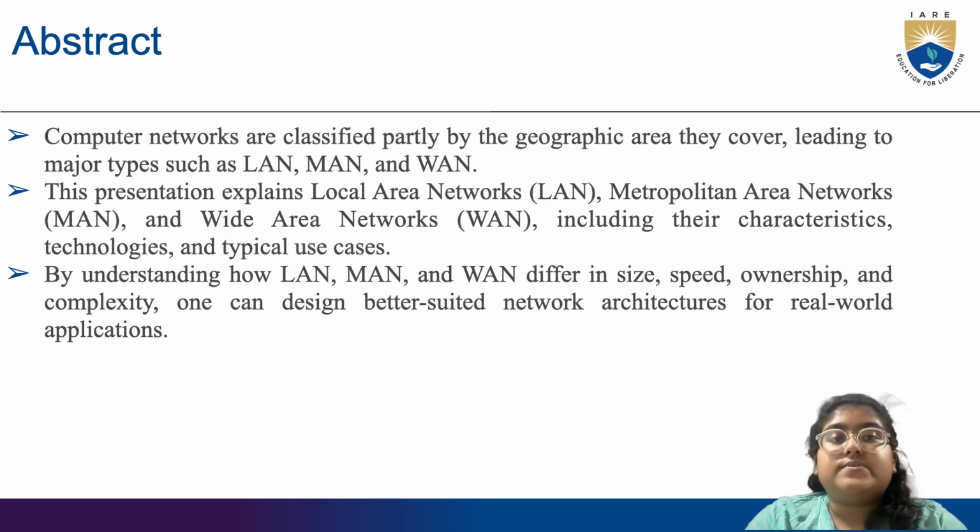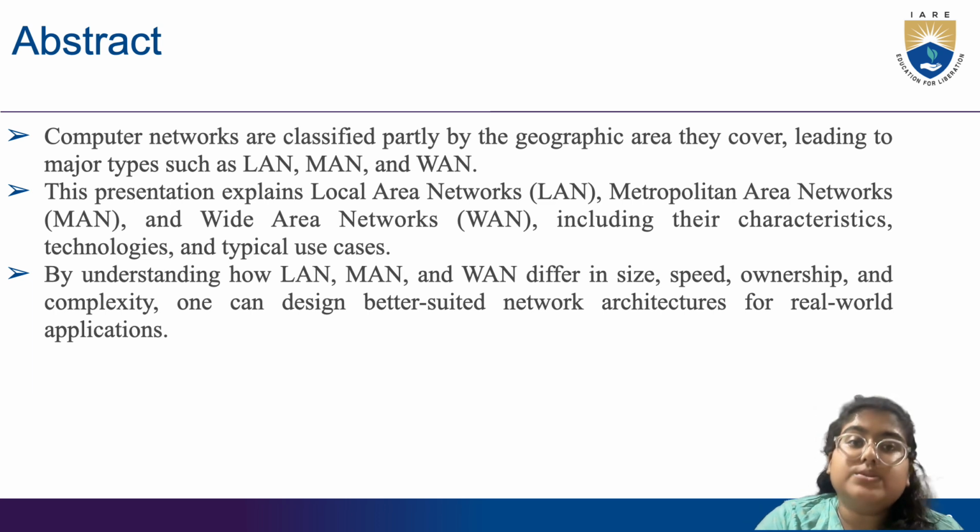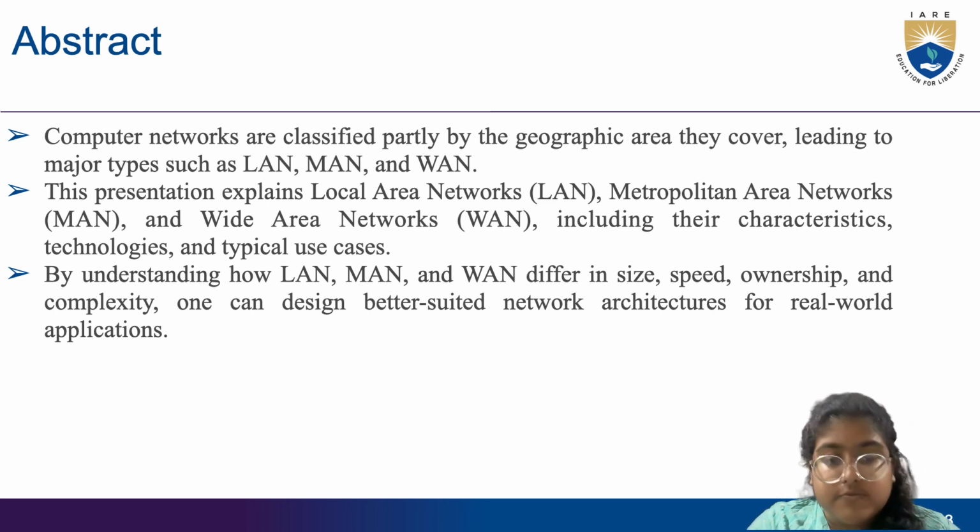Computer networks can be classified in many ways, but one of the most important classifications is based on the geographical area that they cover. The three primary types under this classification are LAN, MAN, and WAN. Each of these networks differ in size, speed, ownership, and complexity. In this presentation, we aim to understand how these networks function and where they are used. This is important because choosing the right type of network directly impacts performance, cost, and scalability. Understanding these differences allows engineers and organizations to design efficient and reliable network systems.